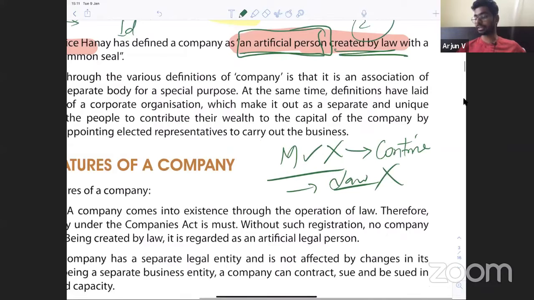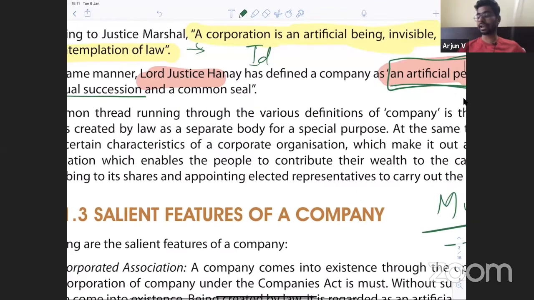The third part is, since a company is an artificial person, somebody should sign on behalf of the company, and that is my common seal. Common seal is officially the signature of the company. Are you all clear?